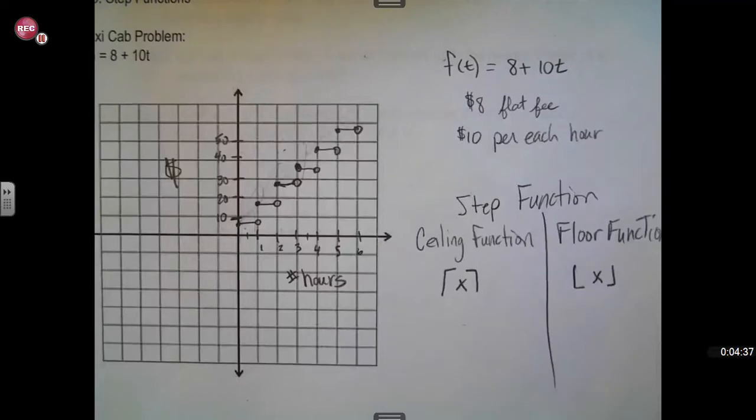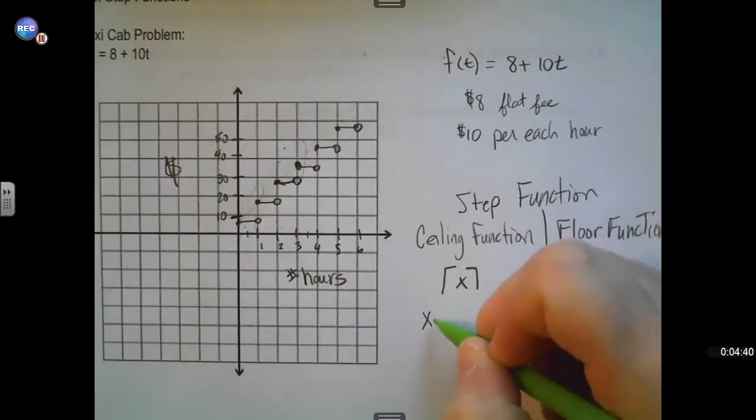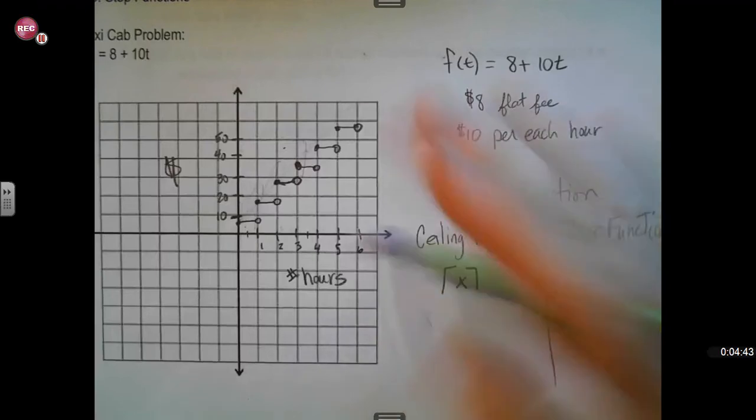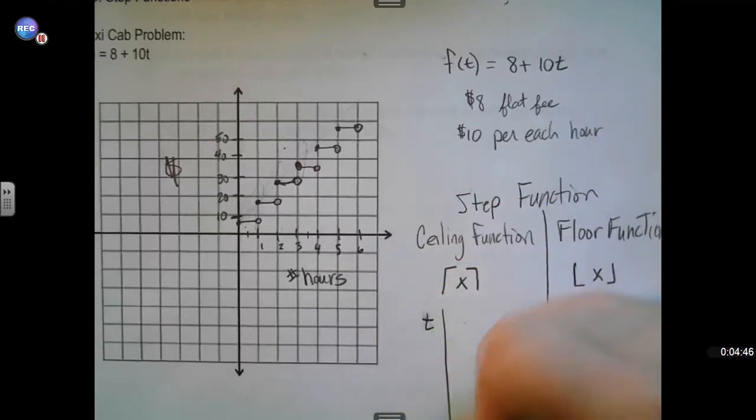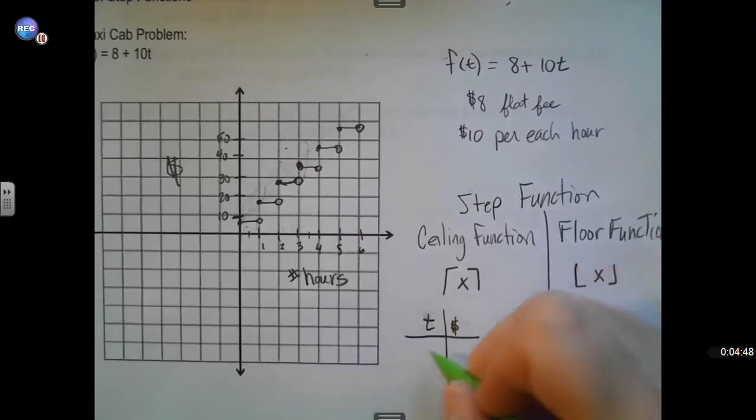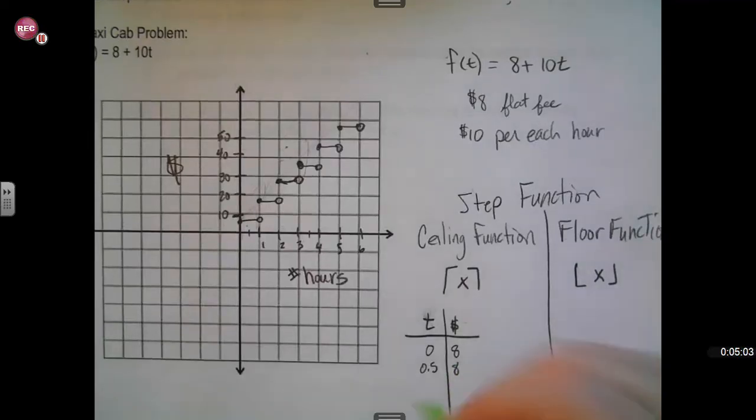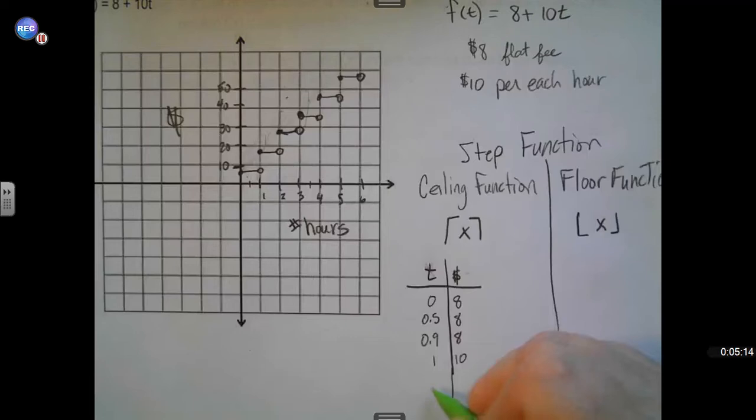Now, if I were to make a chart for my taxi cab problem of time and money: at 0 hours, I'm paying $8. That's the flat fee. At 0.5 hours, I'm paying $8. At 0.9 hours, I'm paying $8. At 1 hour, I'm paying 10. And at 1.5 hours, I'm paying 10.